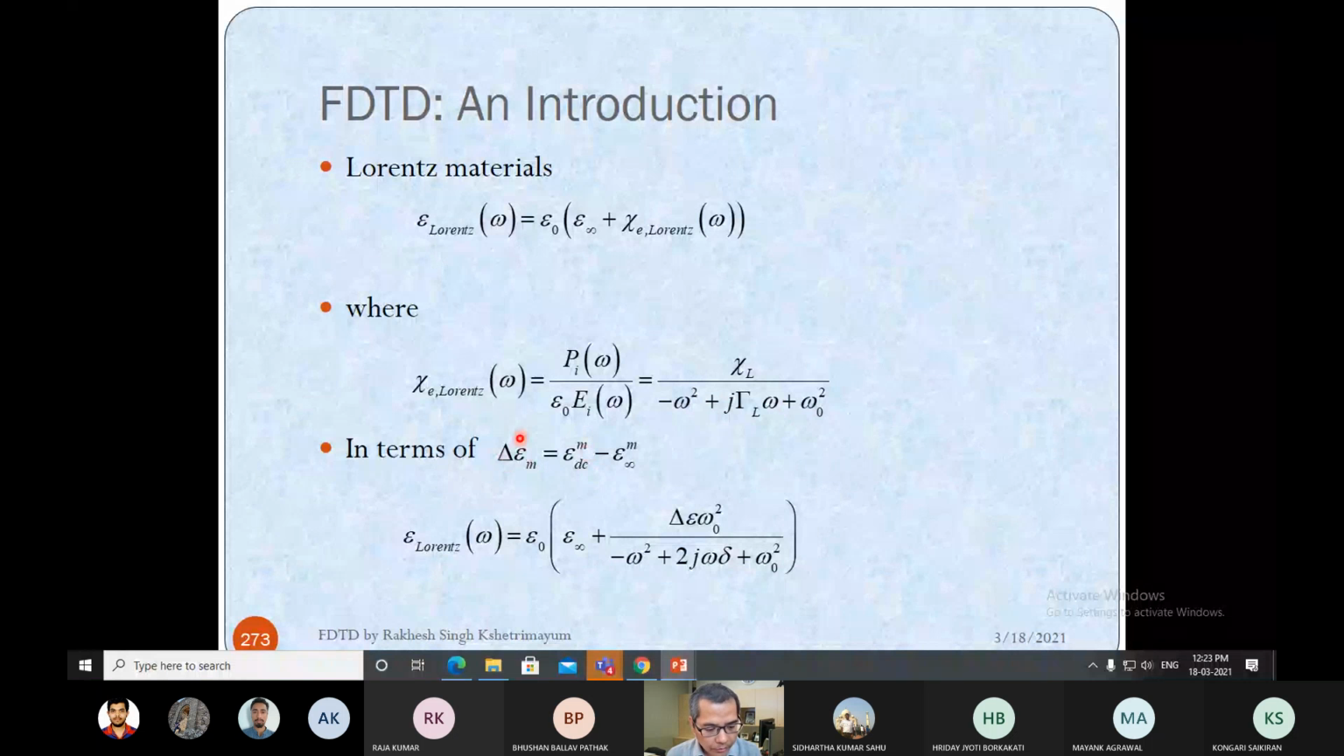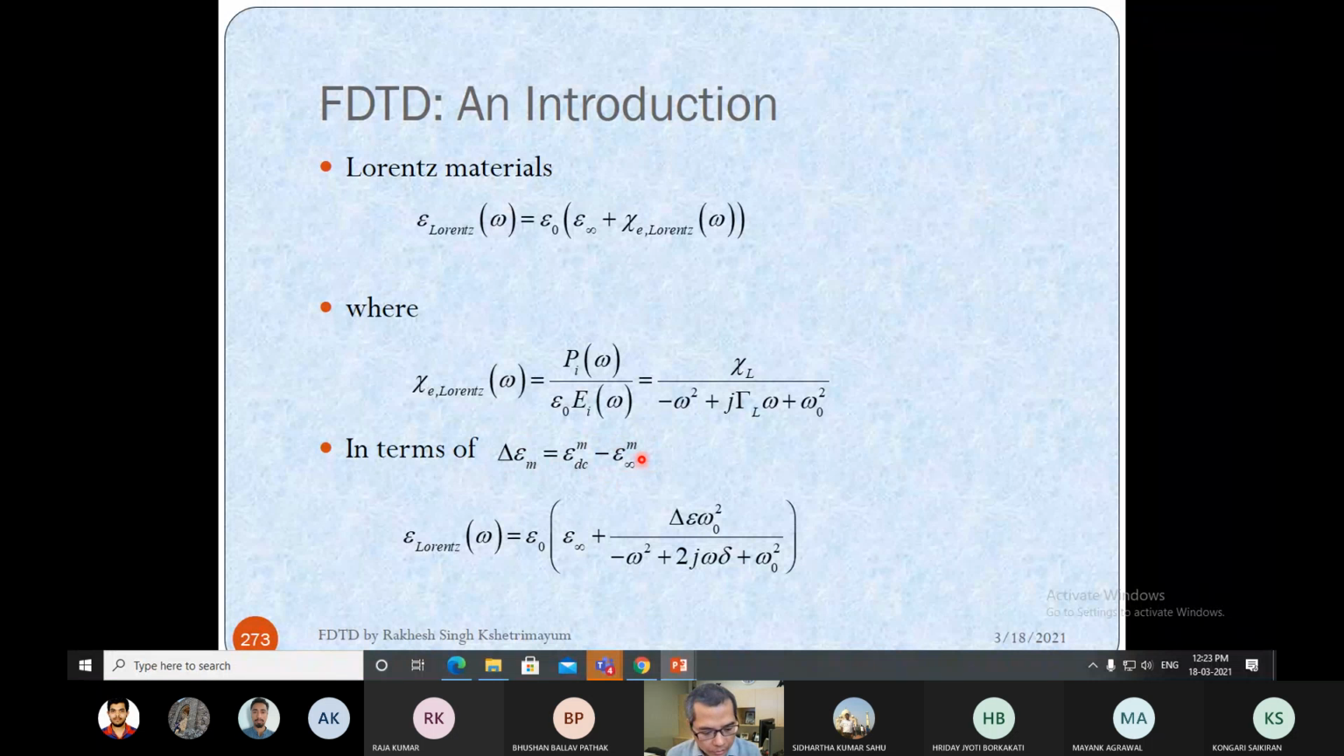Delta epsilon m is the difference of the epsilon at dc and epsilon at infinity. Epsilon at dc is at frequency equal to 0. Epsilon at infinity is at frequency tending to infinity. Usually for practical material, this turns out to be 1. But if you have an artificial medium, you can assume this as any value. So we'll just retain epsilon infinity here, but for practical material, this will be 1.